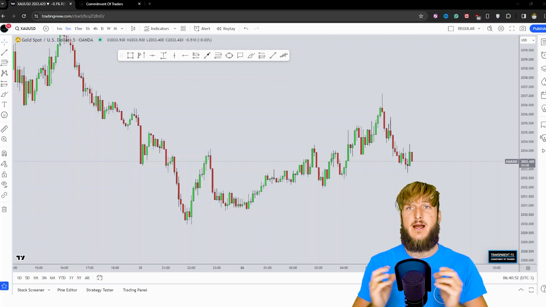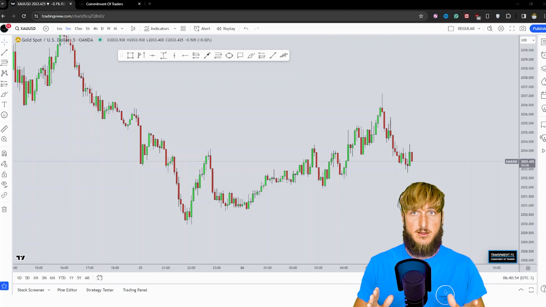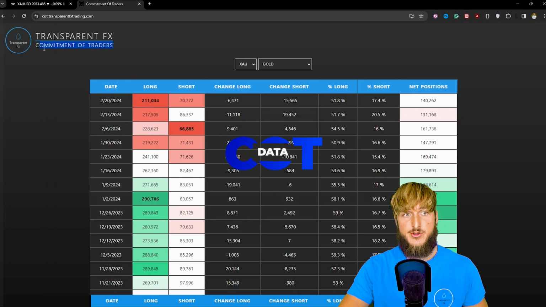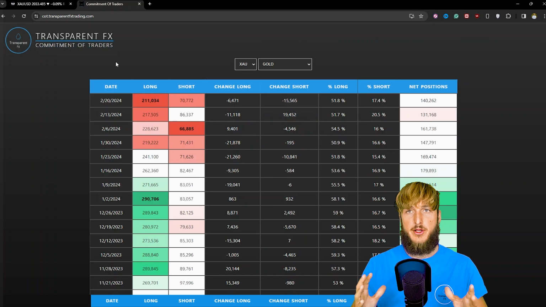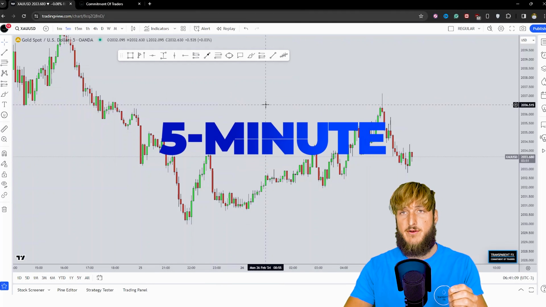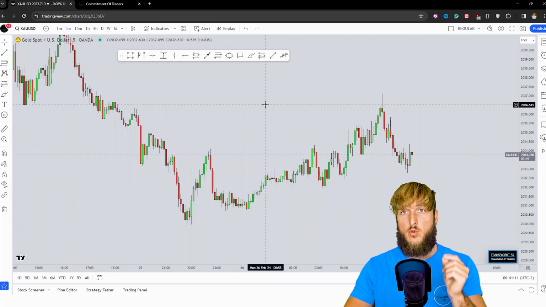And this strategy uses a combination of technical analysis and order flow, so essentially the commitment of traders, so what hedge funds and the big players in the market are doing and how they're moving their orders to scalp gold here on the 5 minutes time frame. So this is definitely a tutorial that you do not want to miss.